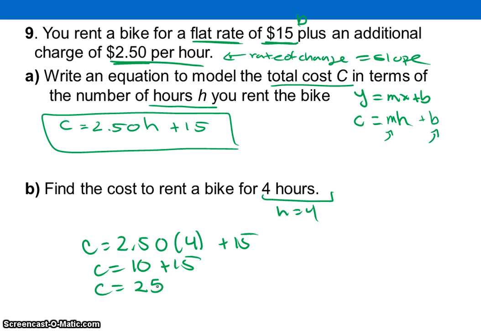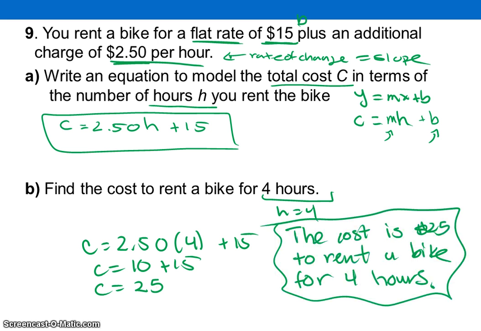Can we stop there? Well, I would write a sentence. Okay, let's write a sentence. Talk fast. Ta-da! Here is our sentence. So it costs $25 to rent the bike for 4 hours.